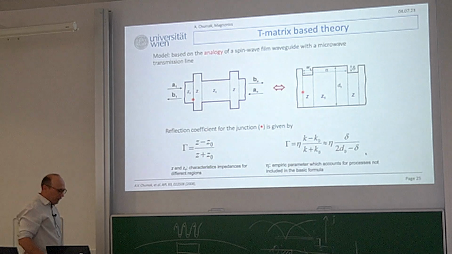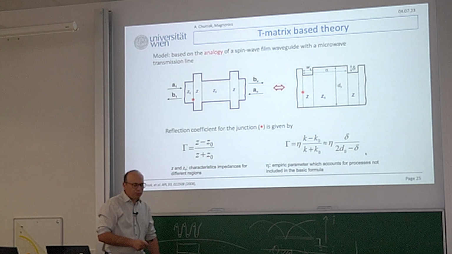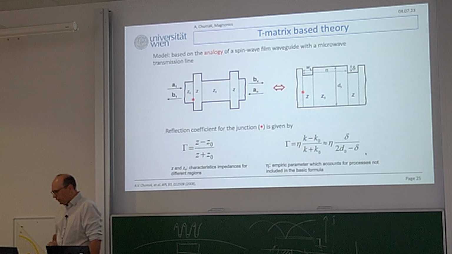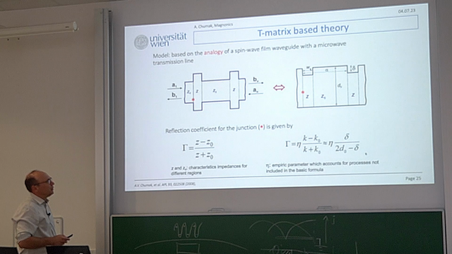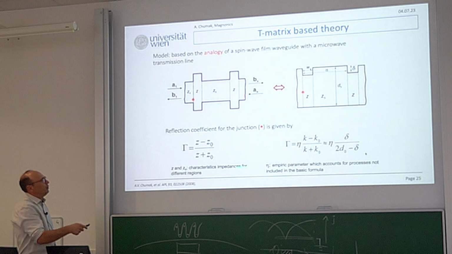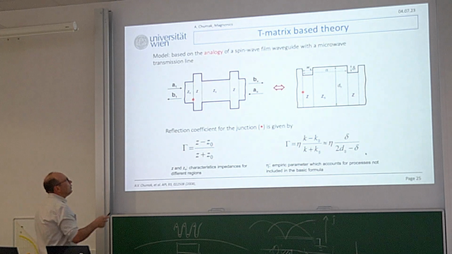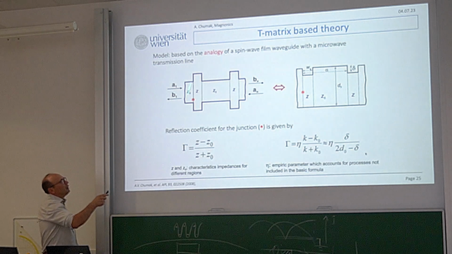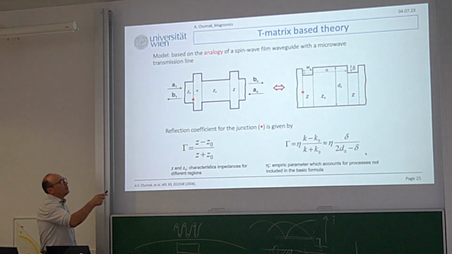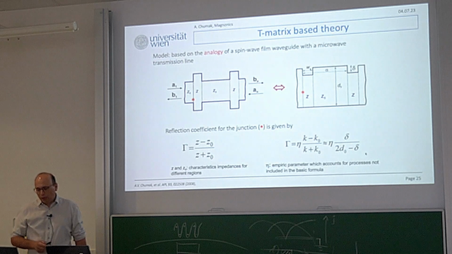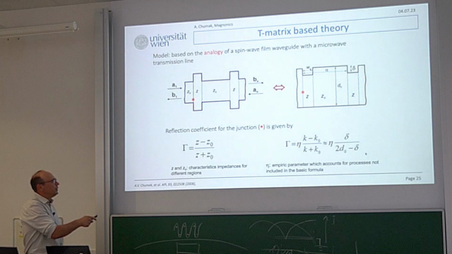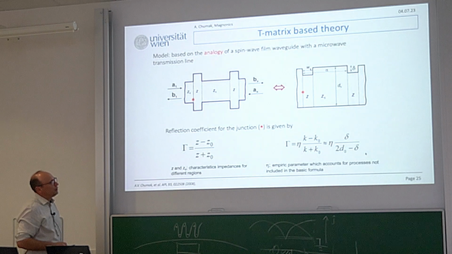What is the theory? It was developed under the supervision of Mikhail Kostylev, who is now at the University of Western Australia, and he proposed the following. We had a lecture about microwave engineering, and we know that if you have a microstrip line with a different characteristic impedance, Z0 and Z, then there will be reflection due to the change in characteristic impedance, and it's defined as (Z minus Z0) over (Z plus Z0), like it's shown here.